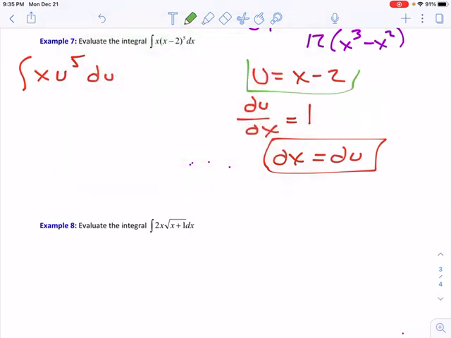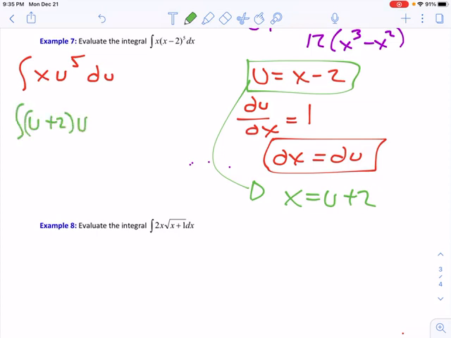We're going to go back to how we defined u. And I'm going to solve that for x. If u is equal to x minus 2, then x is equal to u plus 2. Well, now we can substitute that in here. u plus 2 times u to the 5th du. And voila, now I'm a happy camper. We can multiply through the u to the 5th, so the integral of u to the 6th plus 2u to the 5th du, and now we're simply going to be using the power rule.